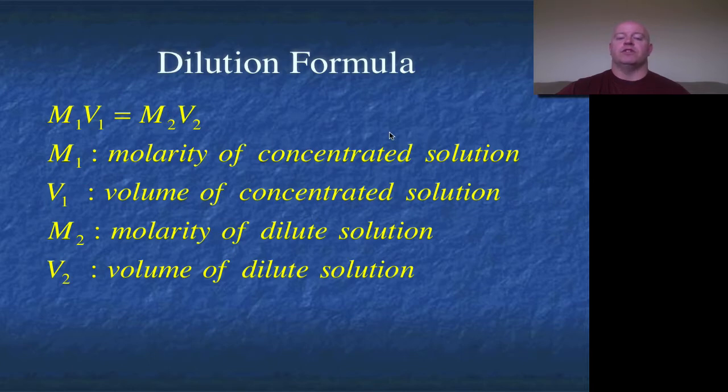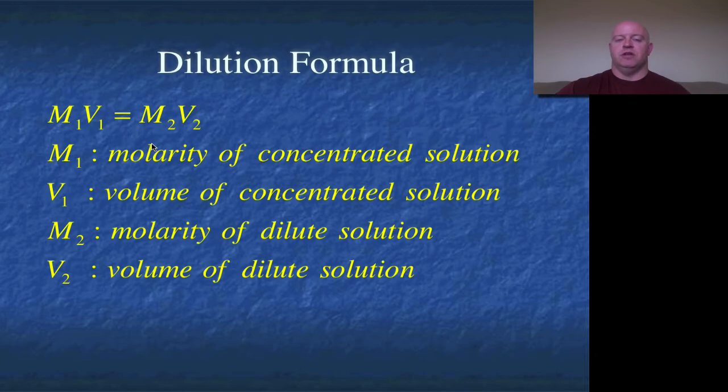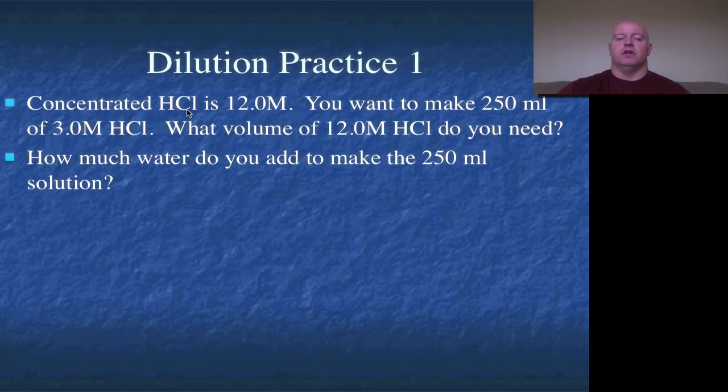So what we can do is start with a concentrated solution and solve for what we're going to make as a dilute solution. Or if we have a dilute solution, we can figure out what we started with as a concentrated solution. So let's go through some practice problems. Problem number 1: concentrated HCl is 12 molar. You want to make 250 milliliters of 3.0 molar HCl. That word "of" reminds you that you're multiplying these two things together, because you have your concentration of a certain amount. So you have 250 milliliters of 3 molar. What volume of 12 molar do you need? You have enough of this, we just need to know how much we want.